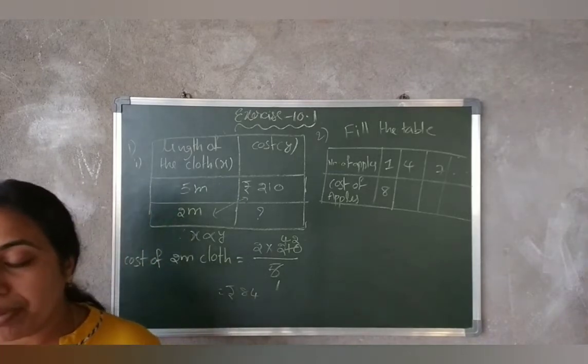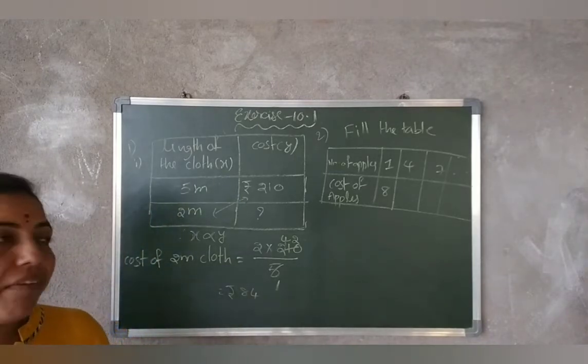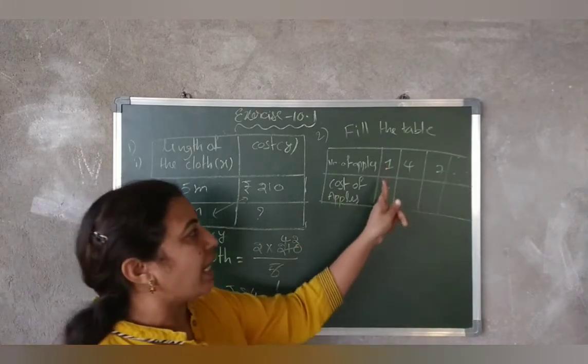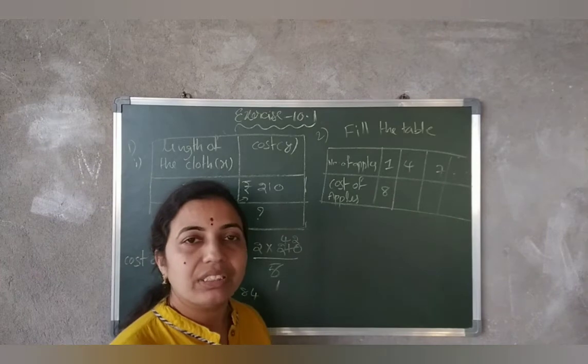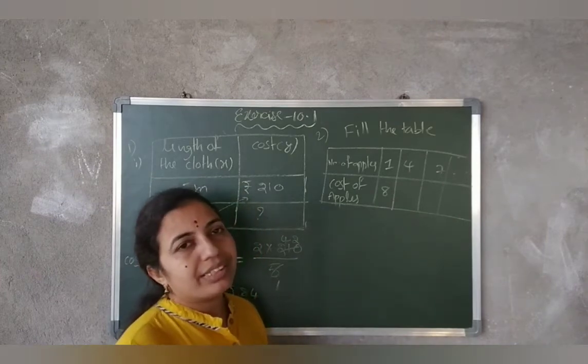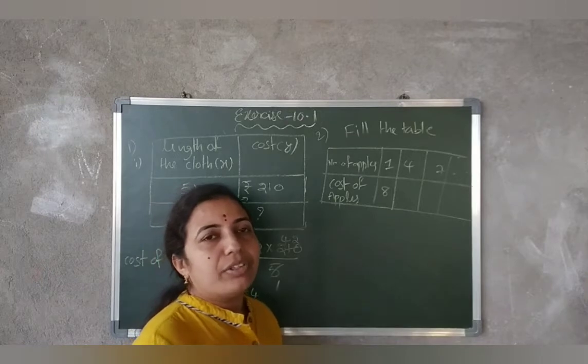Next, second problem. Fill the table. The number of apples and the cost of apples are given. The cost of 1 apple is given as 8 rupees. What is the cost of 4 apples? You know this already, the unitary method.